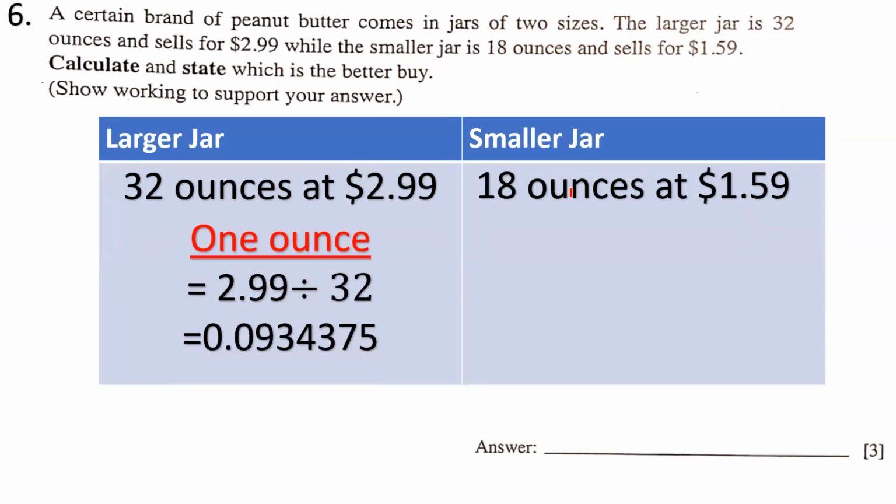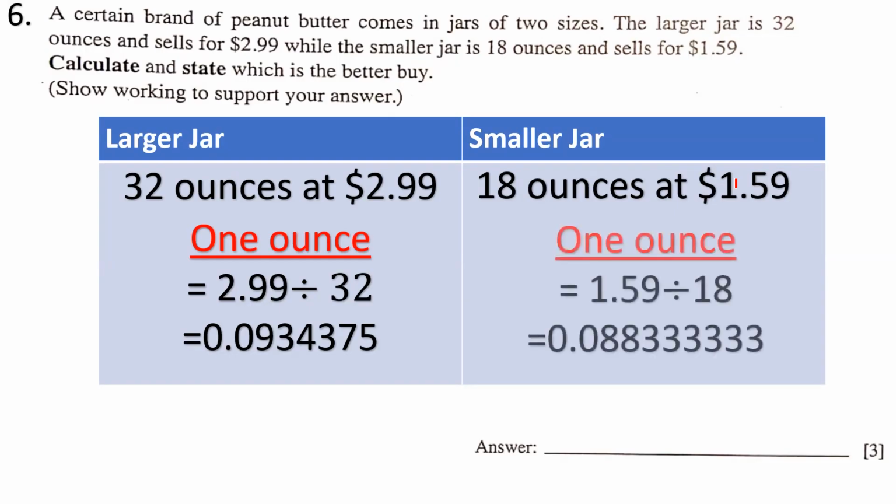Okay, let's look at the smaller jar. So we have 18 ounces at $1.59. And so what is the price of 1 ounce? Like how much is 1 ounce costing me at this rate? And so we have $1.59, we divide, and so it's going to be 0.0883333 and continuing. And so basically for 1 ounce, it costs you about 8 cents.